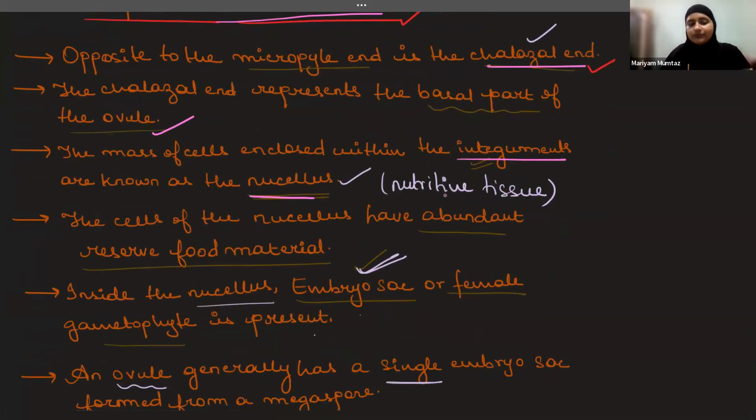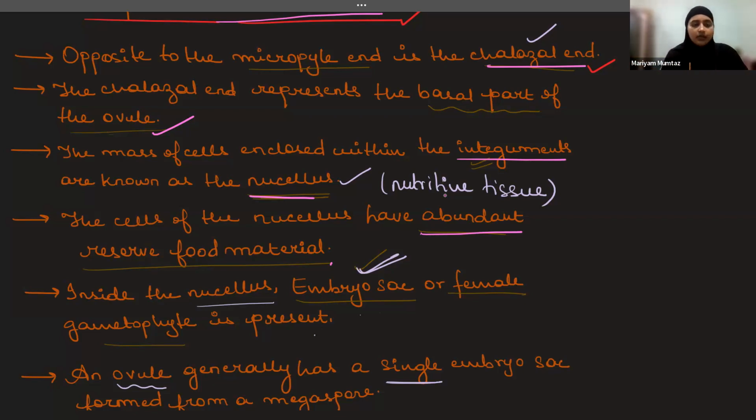Now, the cells of the nucellus have abundant reserve food material. Since they are nutritive in nature, their sole responsibility is to provide nutrition, right? It is just like the mother of a toddler. Whenever they go out to a park or picnic, her whole purse is filled with snacks. So the mother is the reserve food material, and whenever the kid needs it, she gives it to the kid. Same thing, nucellus does it. However much is needed, it will be provided by the nucellus.